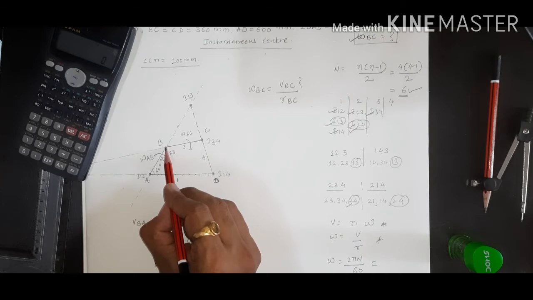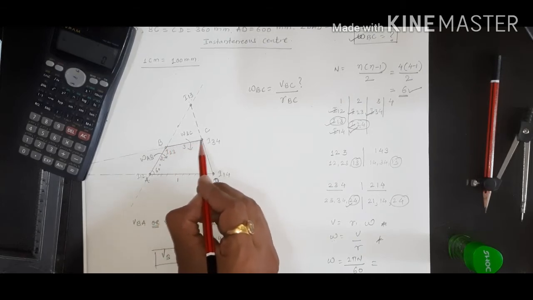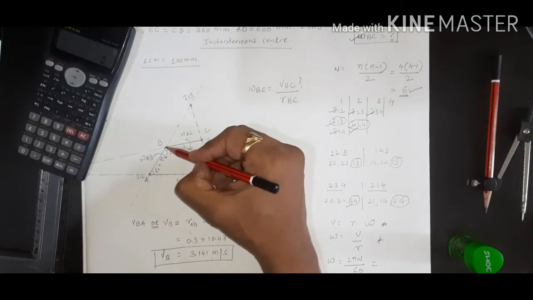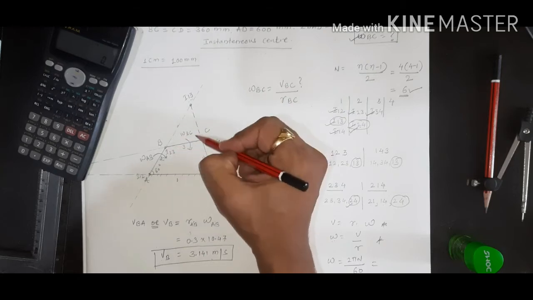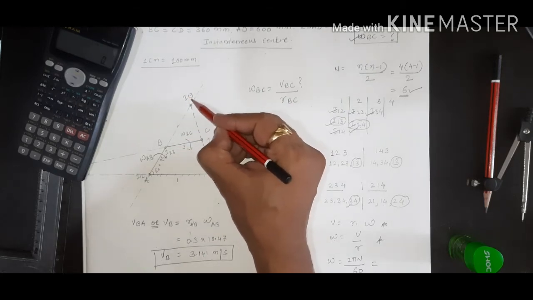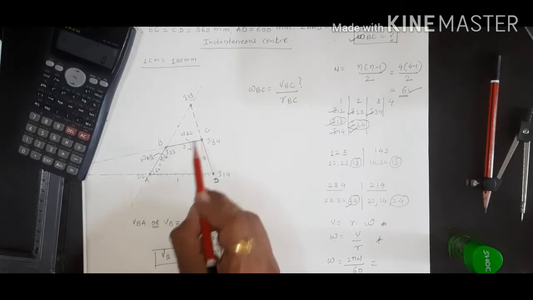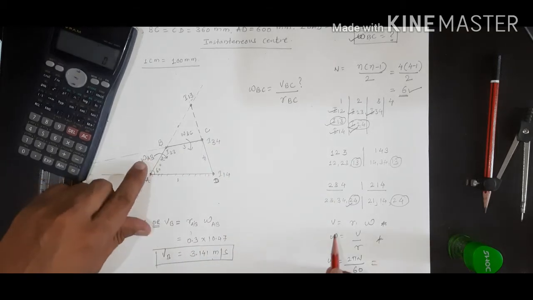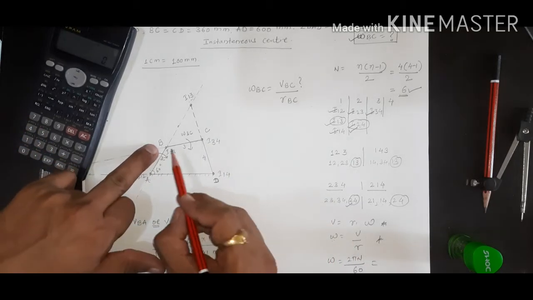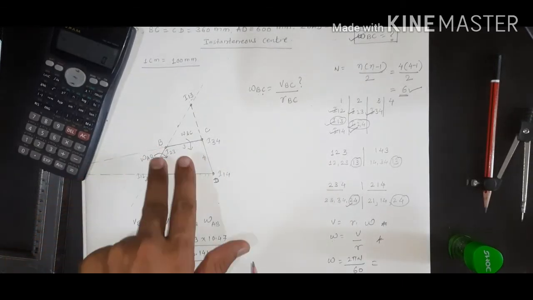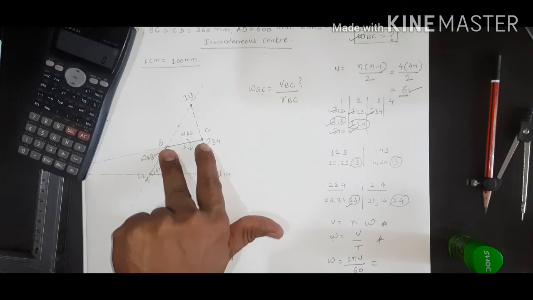Now we need to find a common instantaneous center about which this link BC is rotating. So this is I13, right? With the help of this common instantaneous center, we can calculate the angular velocity of BC. How can we calculate it? We can calculate it with the help of absolute velocity, because B and C are the 2 points on the link BC.